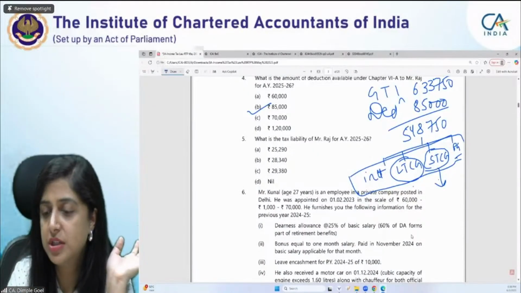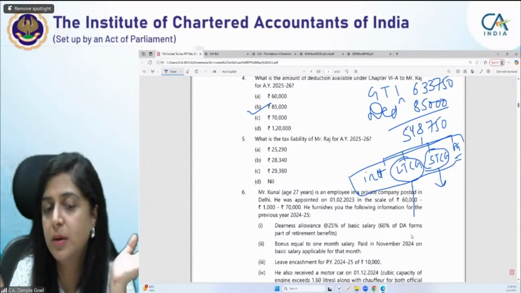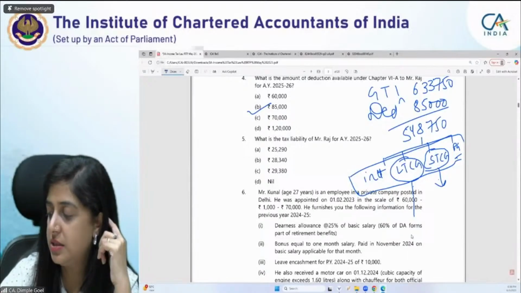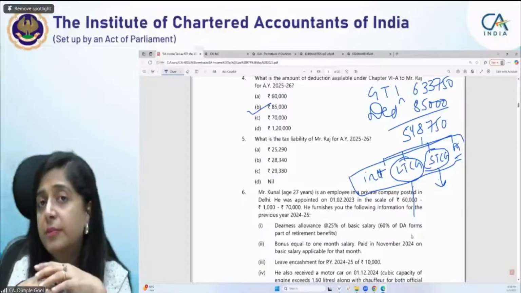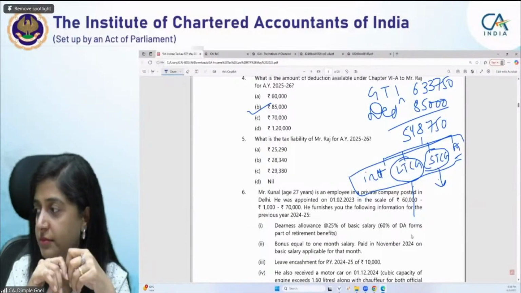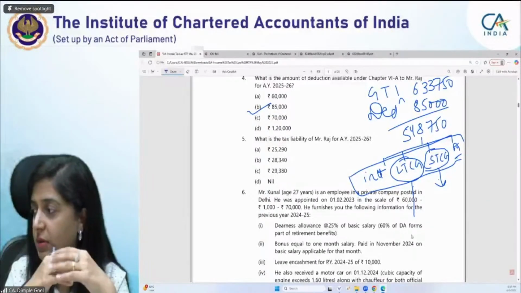Now, the computation is simple. If you have understood this, you can compute the tax liability. Okay, so quickly we'll do the computation for the tax liability. LTCG was 62,500. And what is the rate for LTCG on unlisted debenture? Come on, students.